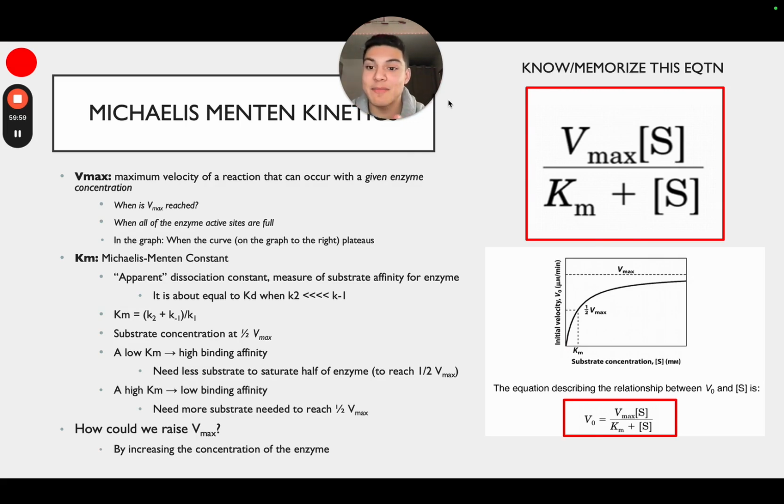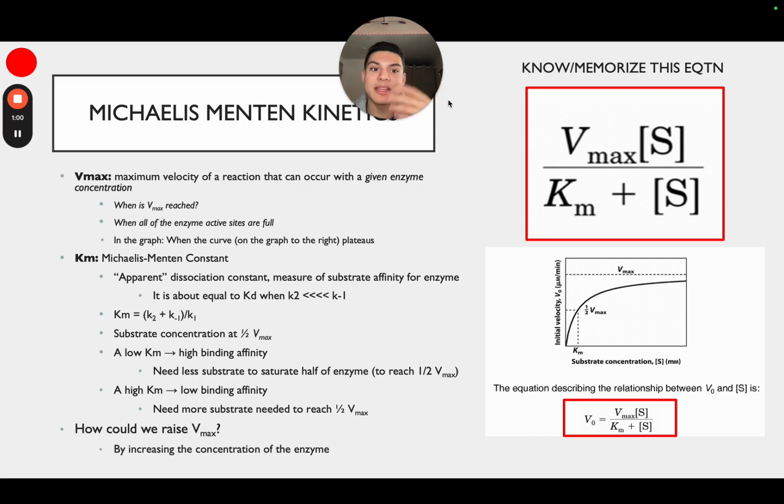So Vmax is the maximum velocity of a reaction that occurs with a given enzyme concentration. What this means is, what is the velocity if we have a flask, right? And we put a bunch of enzymes inside of it. Let's say we put 1,000 in the flask. We're trying to say what is the rate if all of the enzymes were occupied with the substrate and we're converting it to product. That's what Vmax means.